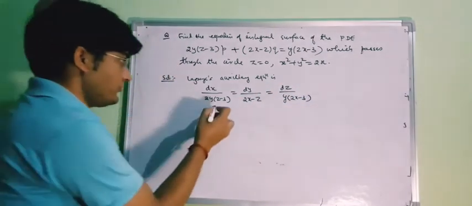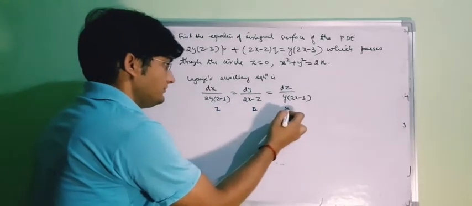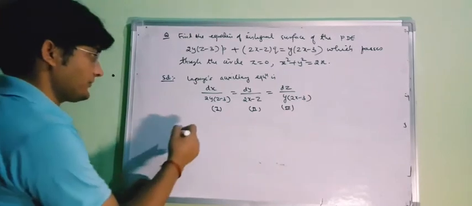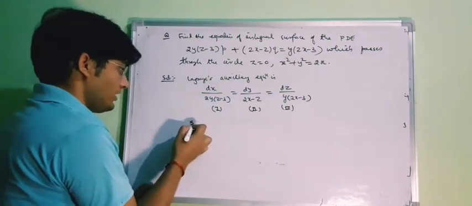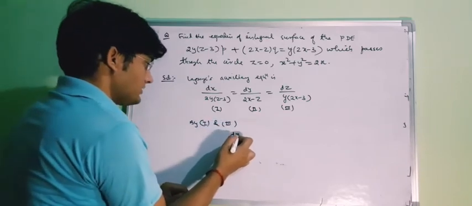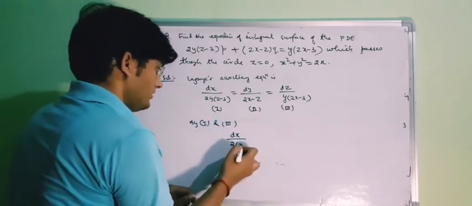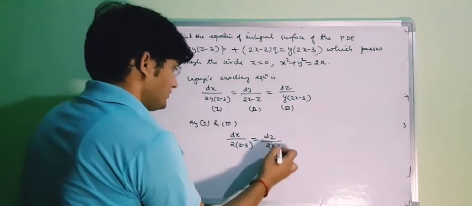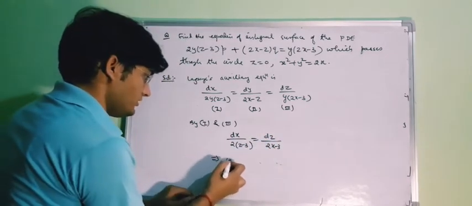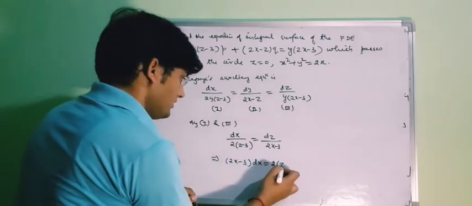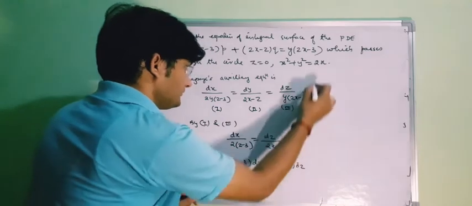Now let us take the first and third terms, because you can see that in the first and third our y will be cancelled. By 1 and 3 we will have dx upon 2z minus 3 is equal to dz upon 2x minus 3. So from here we will get (2x minus 3) dx is equal to 2 times (z minus 3) dz.